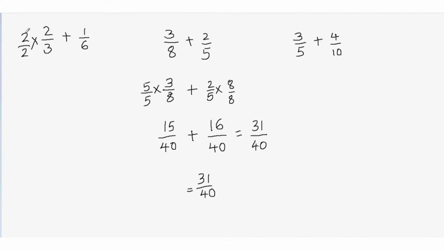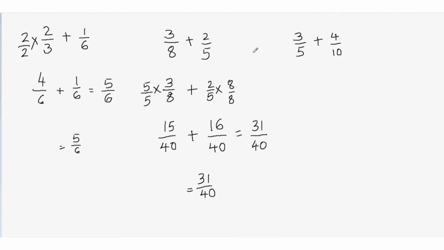So now let's go ahead and multiply the numerators and denominators. 2 times 2 is going to be 4, and 2 times 3 is going to be 6, plus 1/6. Now, you never add or subtract the denominator. So the denominator will be 6, and 4 plus 1 is going to be 5. So my final answer is 5/6.